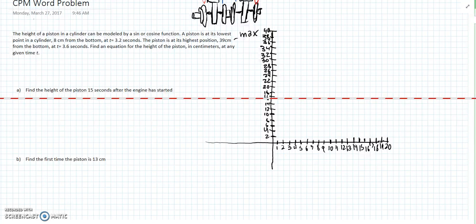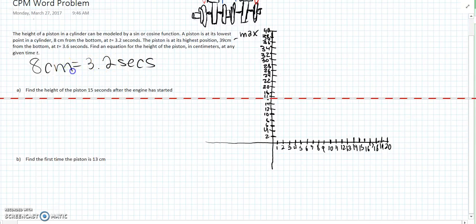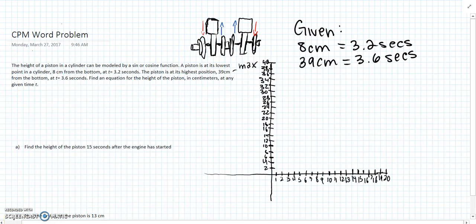The given information includes that when the piston is at 8 centimeters, it is at 3.2 seconds. And when the piston is at 39 centimeters, it is at 3.6 seconds. Using the information given, our task is to find a sinusoidal equation that represents what the word problem is explaining.